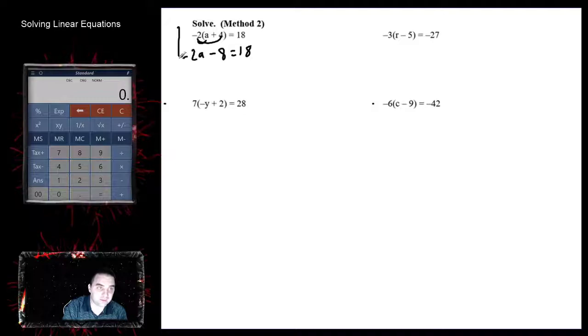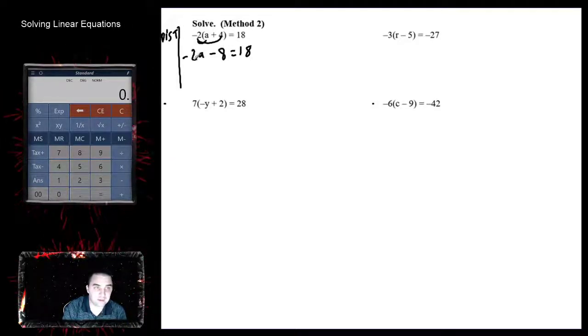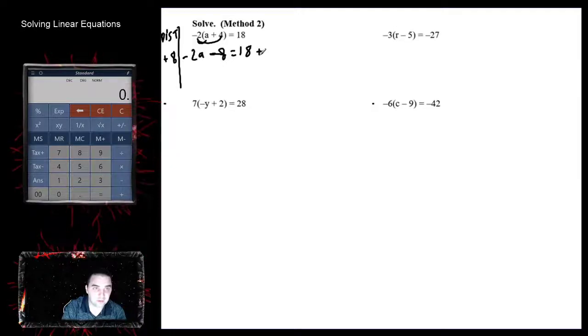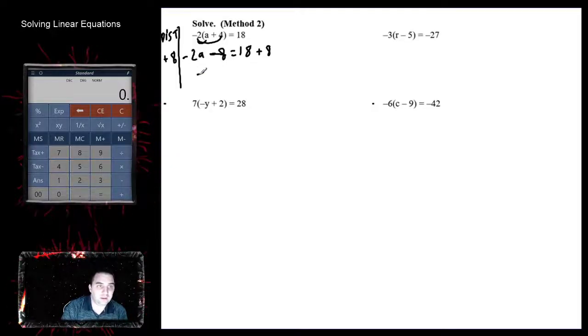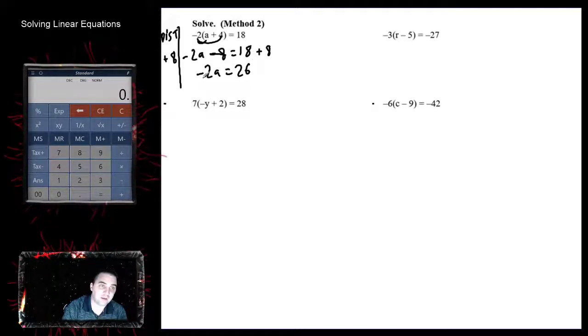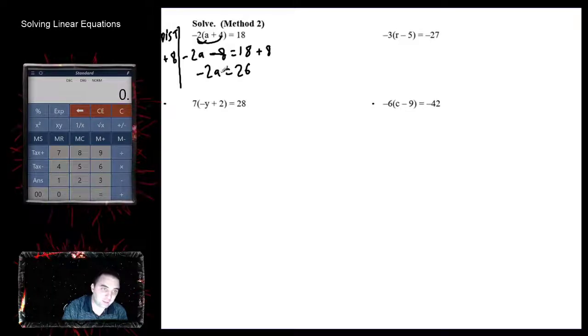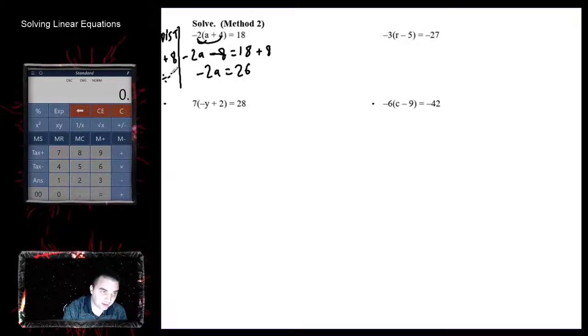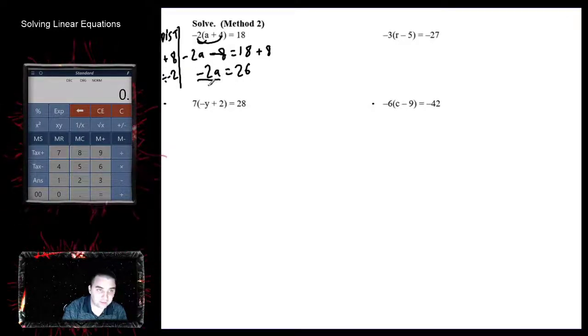Now I'm looking at this. So I distributed first, and I need to get rid of the minus 8. The opposite operation of that is plus 8 to both sides. Now I have minus 2a is equal to 18 plus 8, which is 26. I still need to get a by itself, and it is being multiplied by negative 2. The opposite operation would be dividing by negative 2, and I'll do that to both sides.